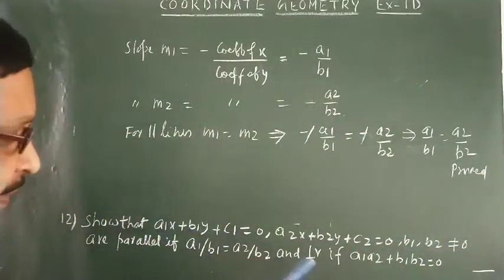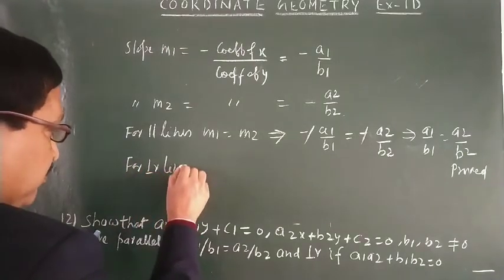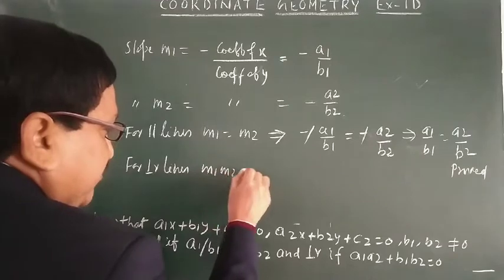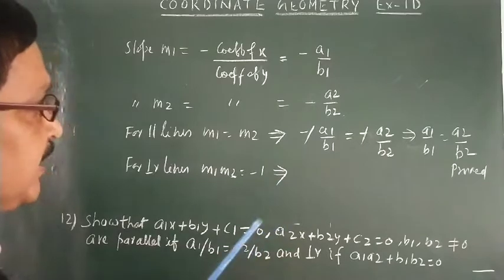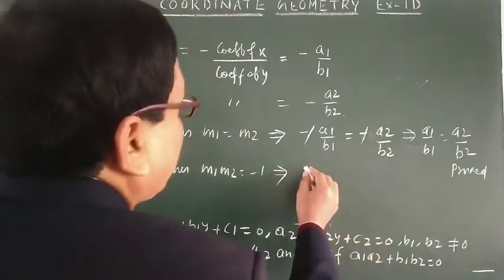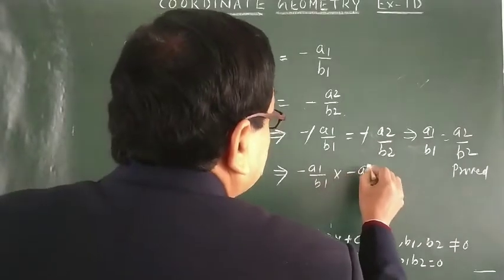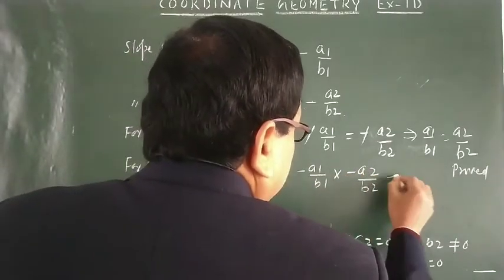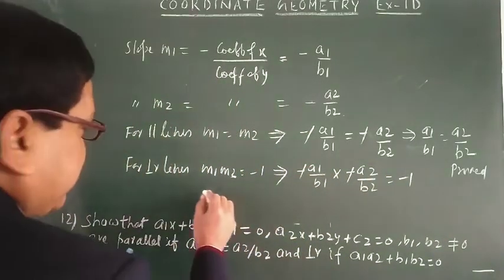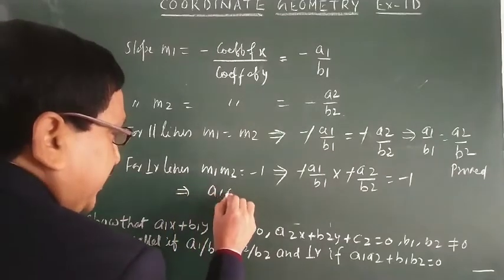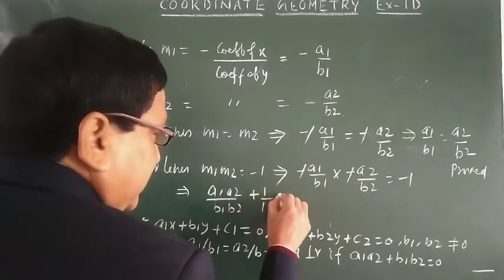Proof. Now for perpendicular lines, m1 into m2 is equal to minus 1. So this implies m1 into m2 is minus 1. So this is minus a1 by b1 into minus a2 by b2 is equal to minus 1. This minus cancels. So we are left with a1 a2 by b1 b2 plus 1 by 1 is equal to 0.